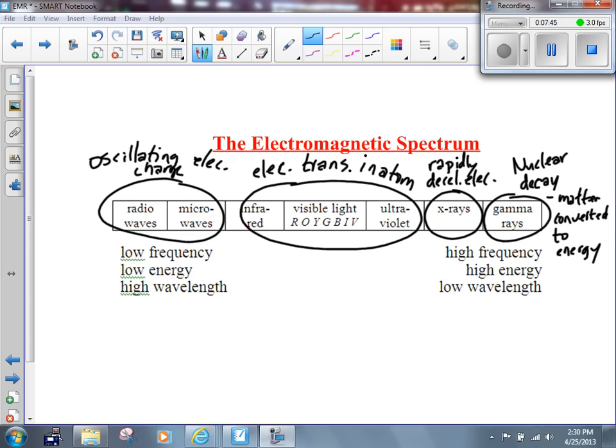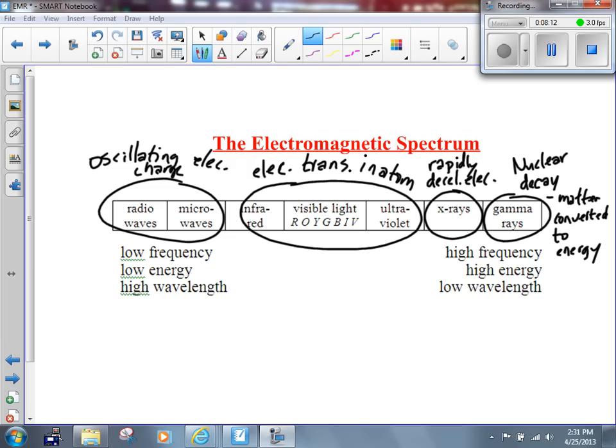We also need to know the frequency, the wavelength, and the energy of each of these 7 types of EMR. There's a range for each of them. We have to know 21 different ranges of numbers. That's the bad news. The good news is we only have to actually memorize 3 of them. We can figure out the other 18.